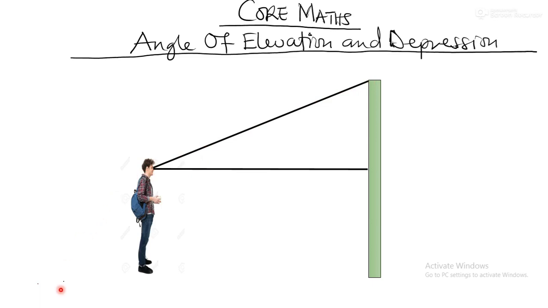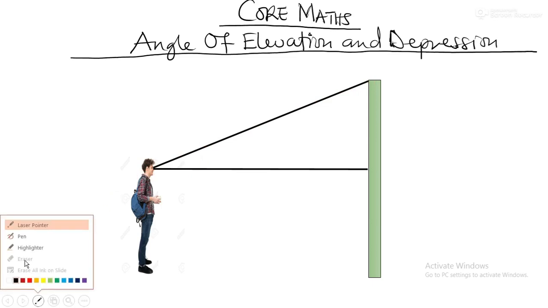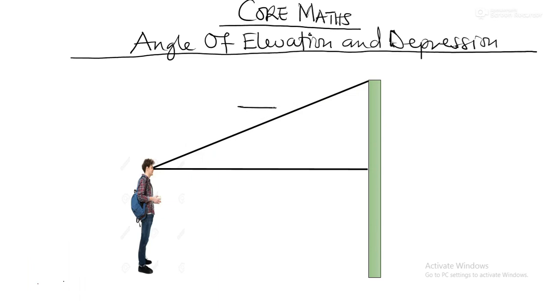Okay, good. So let's look at it. Line of sight. So this is called line of sight. Good. And this is his horizontal eye level. Horizontal eye level.